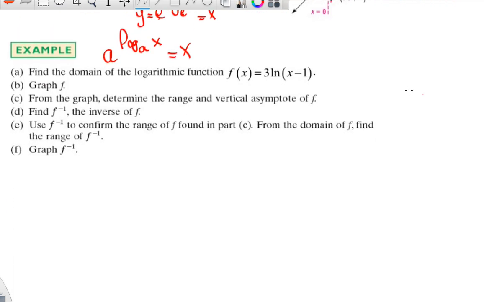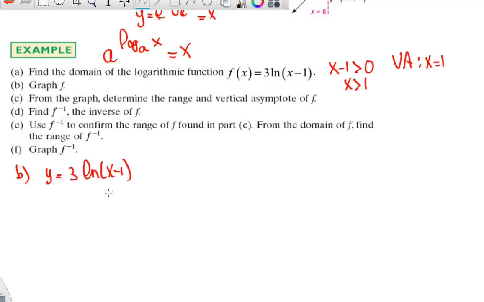So let's look at a graph of this thing. So find a domain. Well, x minus 1 has to be greater than 0. So x has to be greater than 1. That means I have a vertical asymptote at x equals 1. Graph f. Okay. This sometimes works a little bit easier if you write it this way.